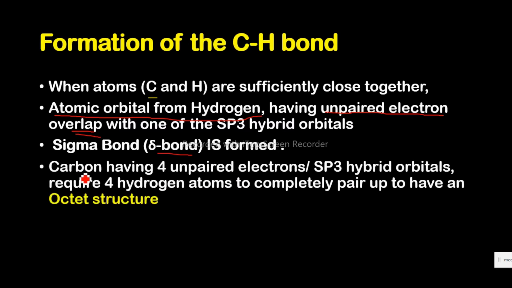Now, this carbon having four unpaired electrons with sp3 hybridization forms four sp3 hybrid orbitals. You saw them from above. These four sp3 hybrid orbitals will require four hydrogen atoms to completely pair up to form an octet structure. Octet structure means having that noble gas configuration.